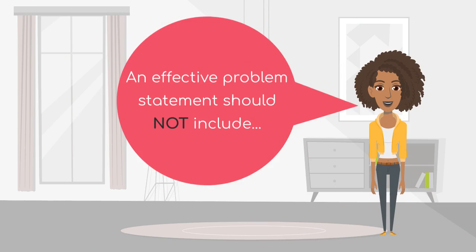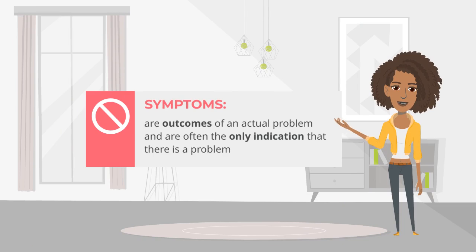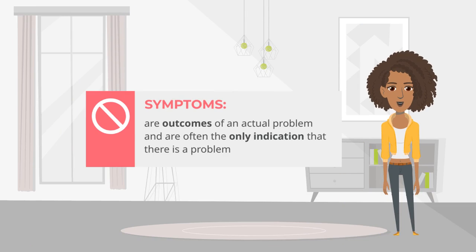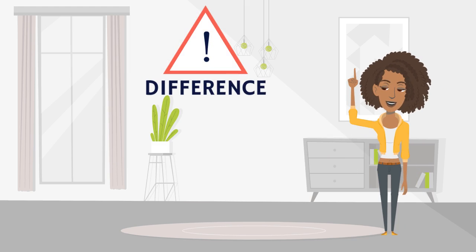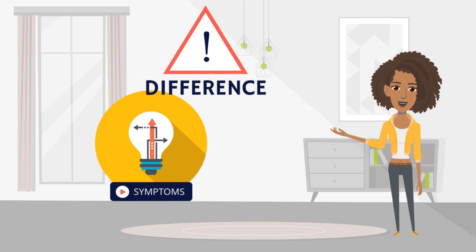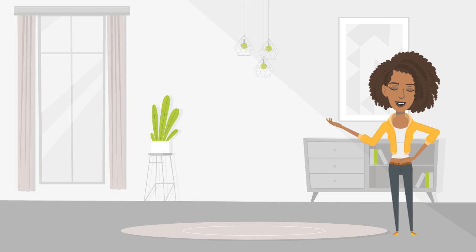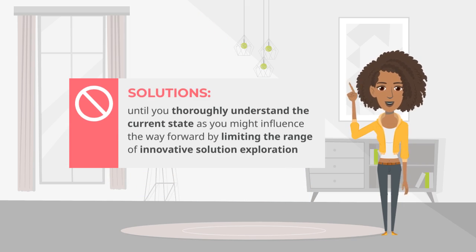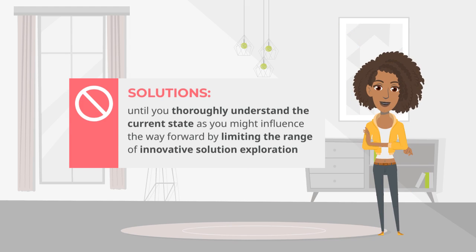An effective problem statement should not include symptoms, which are outcomes of an actual problem, and are often the only indication that there is a problem. Therefore, it is important to understand the difference between the symptoms associated with the problem and the actual problem. It should also not include solutions until you thoroughly understand the current state, as you might influence the way forward by limiting the range of innovative solution exploration.